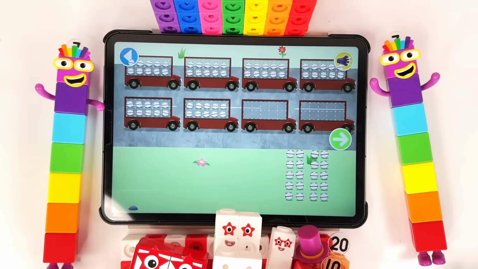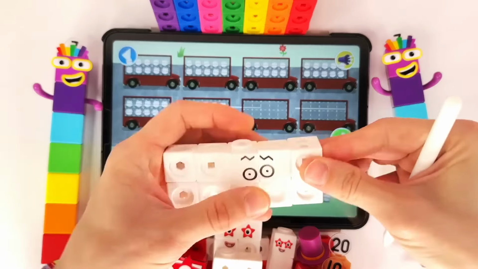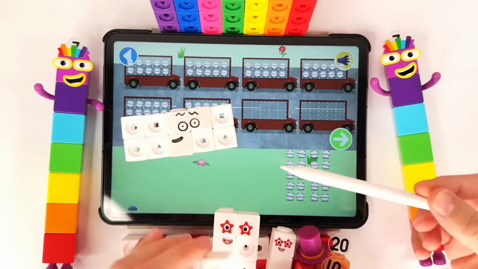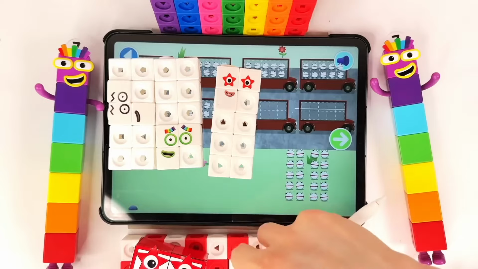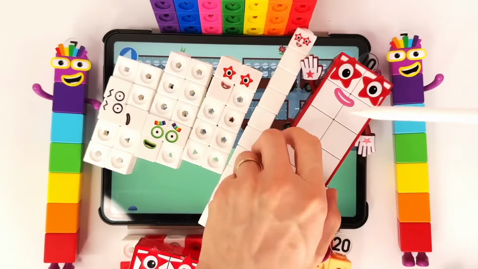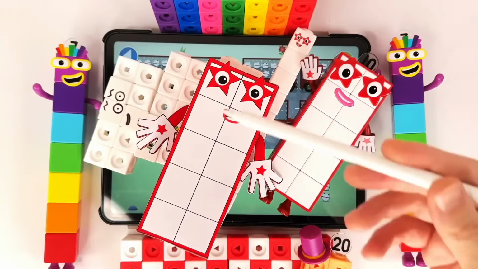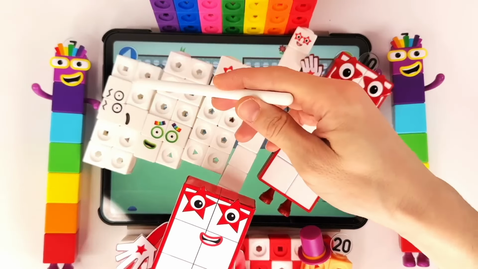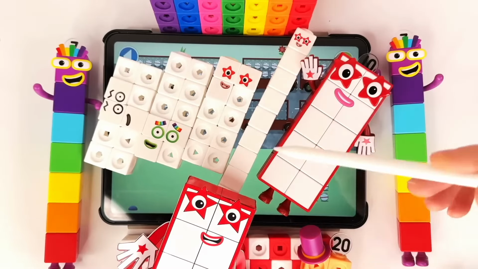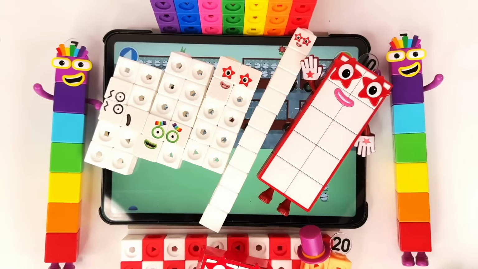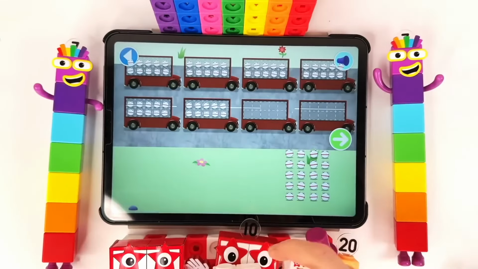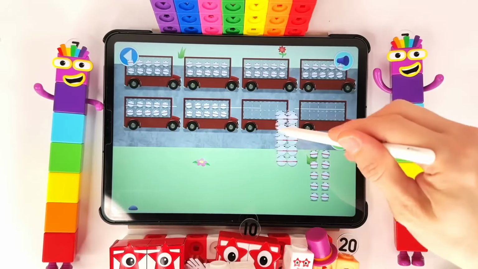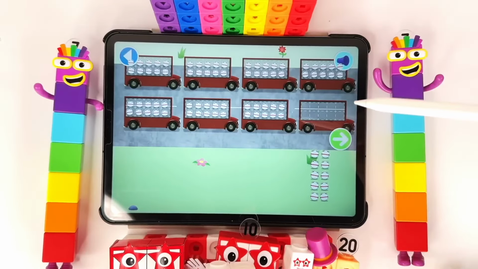Tap the green arrow when you've counted the right number of number blobs. Count the number blobs into the buses in tens. Plus 10, plus 10, and plus 10 again and plus 10 again. We find number block 1, 2, 3, 4, 5, 6, 60 number blocks. And now we find the next number. This is 60.